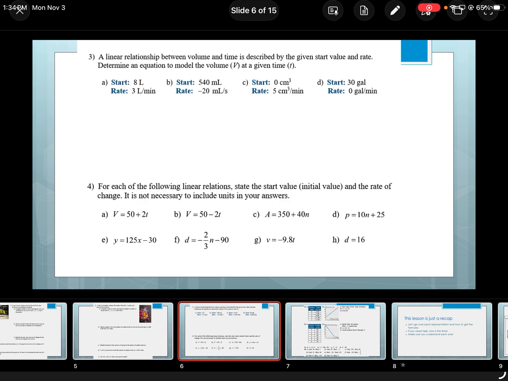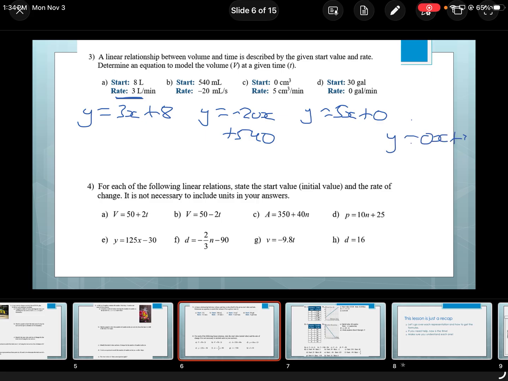Okay, so equation for this one then. Again, the rate is the one that goes in front of the x, so it's just y equals 3x plus 8. Y equals -20x plus 540. Y equals 5x plus 0, and then y equals 0x plus 30, which in general, you don't really say 0x, do you? So you just say y equals 30. Okay, and same for the y equals 5x plus 0. You don't really need to say the 0 either.